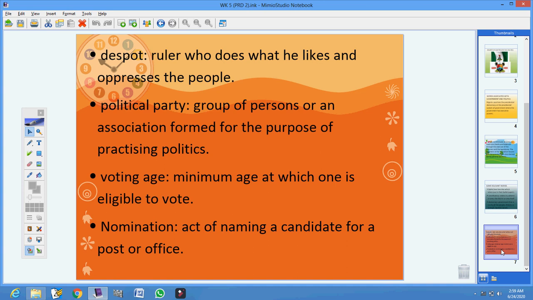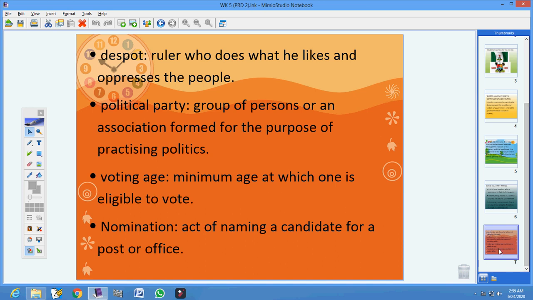Despot, ruler who does what he likes and oppresses the people. Political party, group of persons, or an association formed for the purpose of practicing politics. Voting age, minimum age at which one is eligible to vote. Nomination, act of naming a candidate for a post or office.